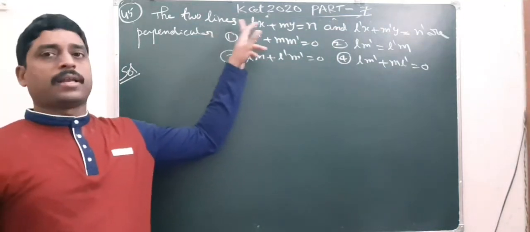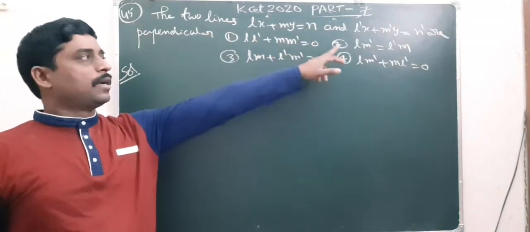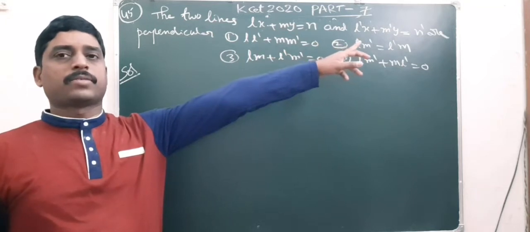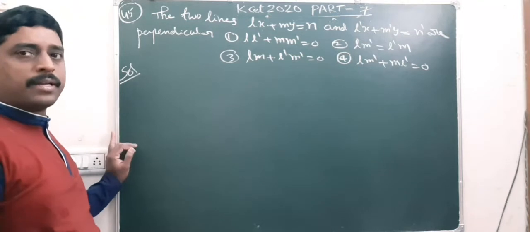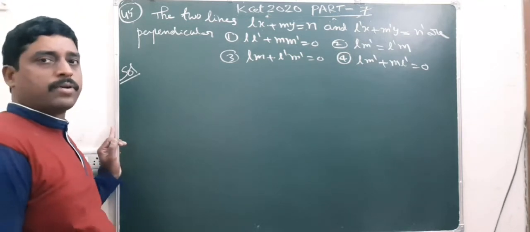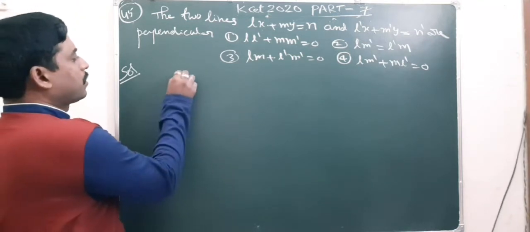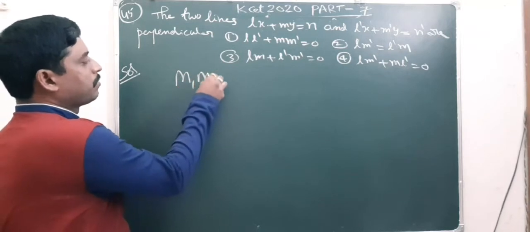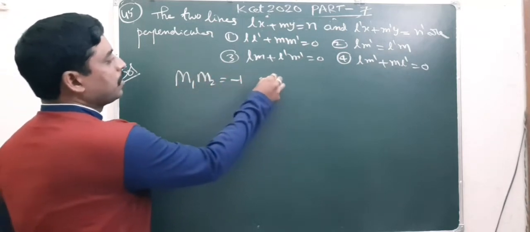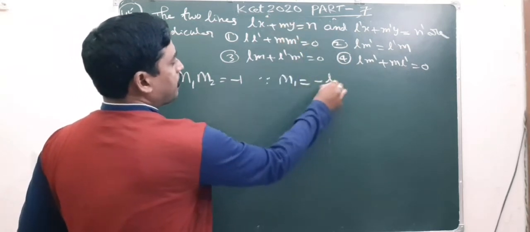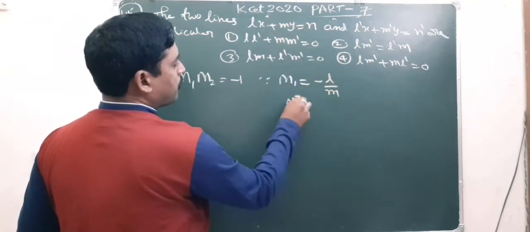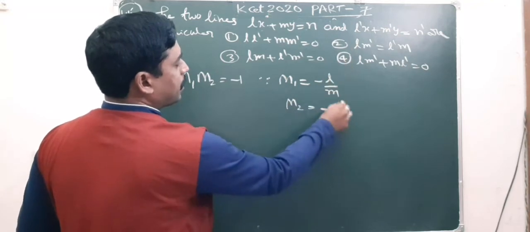If the two lines Lx plus My is equal to n and L dash x plus M dash y equal to n dash are perpendicular. If any two lines are perpendicular, then product of slopes is equal to minus 1. Product of slopes M1, M2 equal to minus 1. Where M1 equal to slope of the first line, minus L by M. And M2 equal to slope of the second line, minus L dash by M dash.